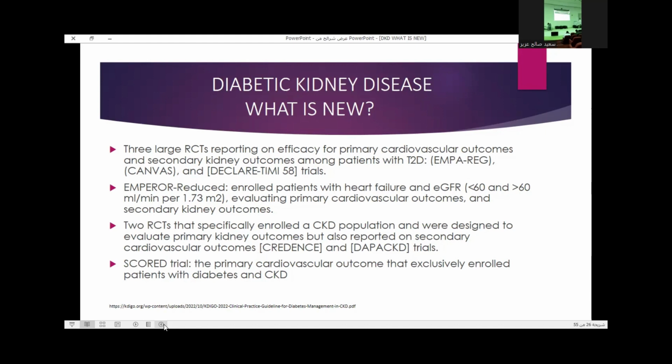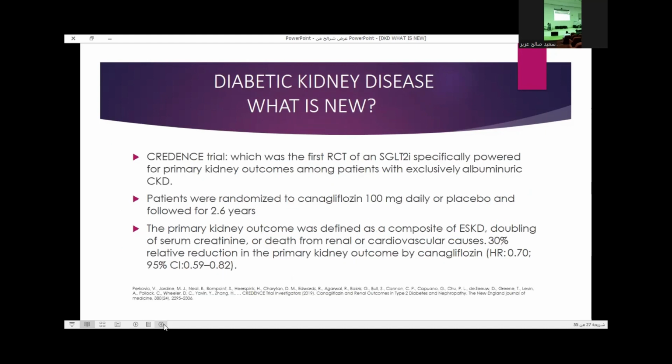Both of these studies focused on the kidney outcome as the primary outcome, and this medication showed a benefit. And the last one was the SCORED trial, with the primary cardiovascular outcome, in patients who have diabetes and chronic kidney disease, and it also showed a benefit.